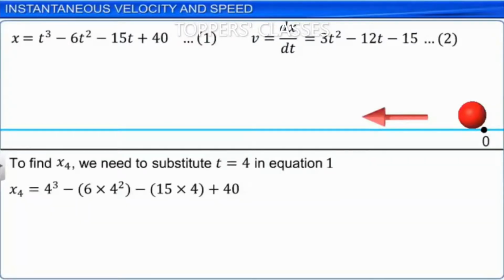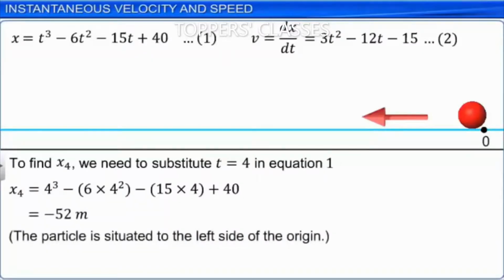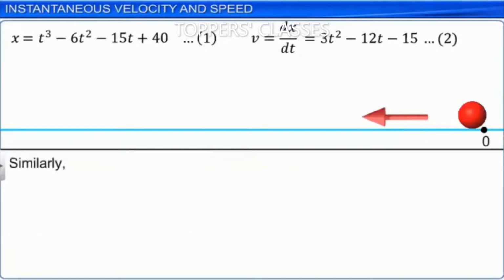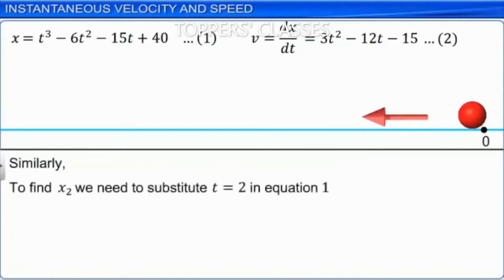Similarly, to find x2, we need to substitute t = 2 in equation 1. x2 = 2³ - 6 multiplied by 2² - 15 multiplied by 2 + 40 = -6 meters. The particle is situated to the left side of the origin.